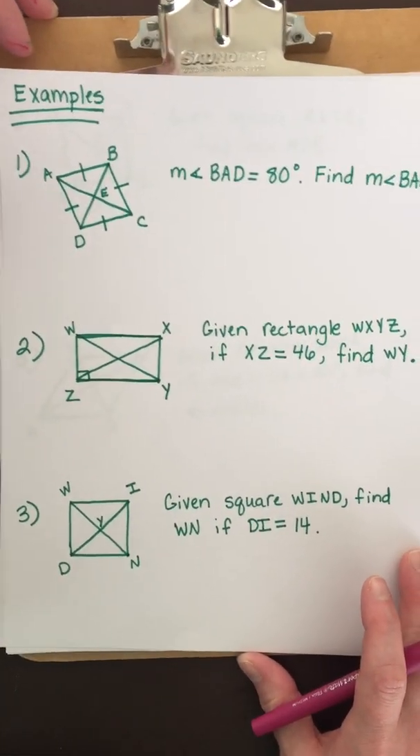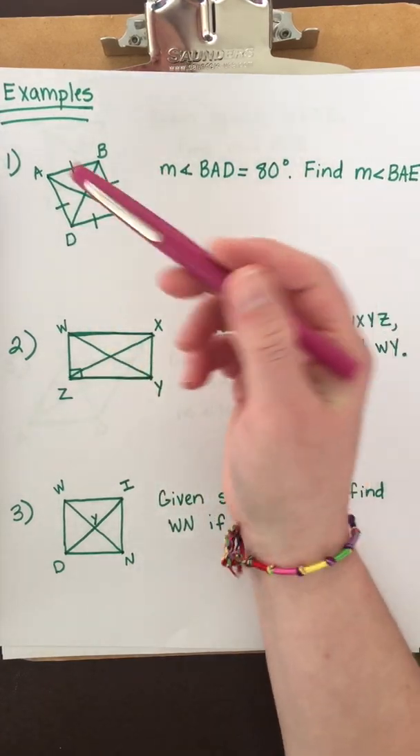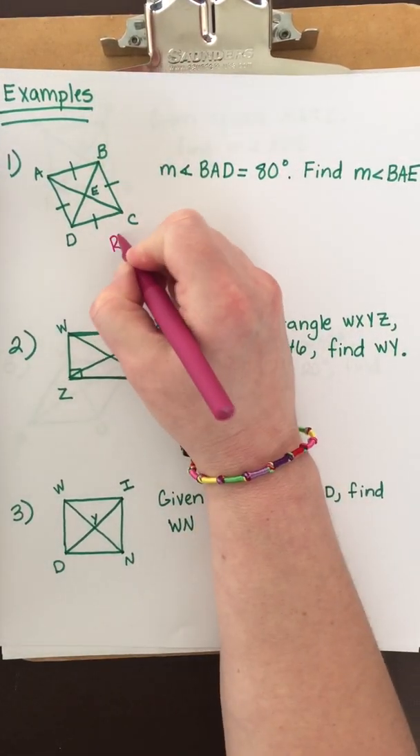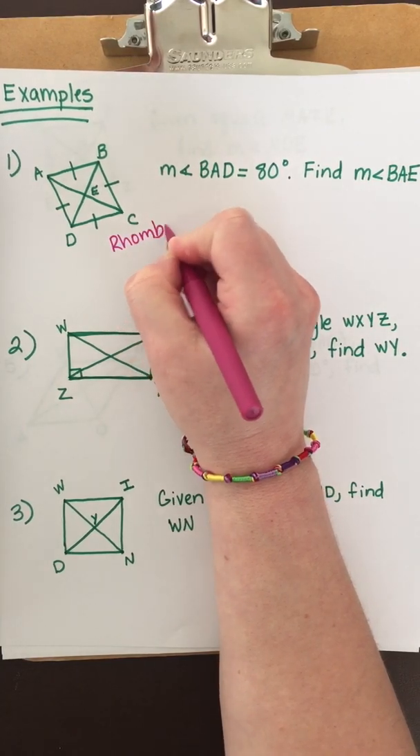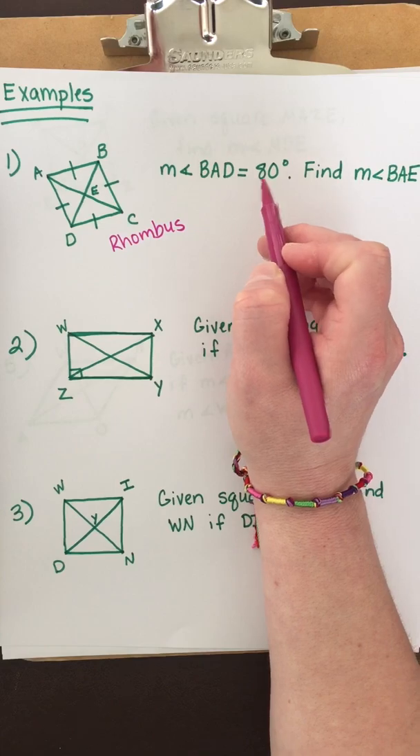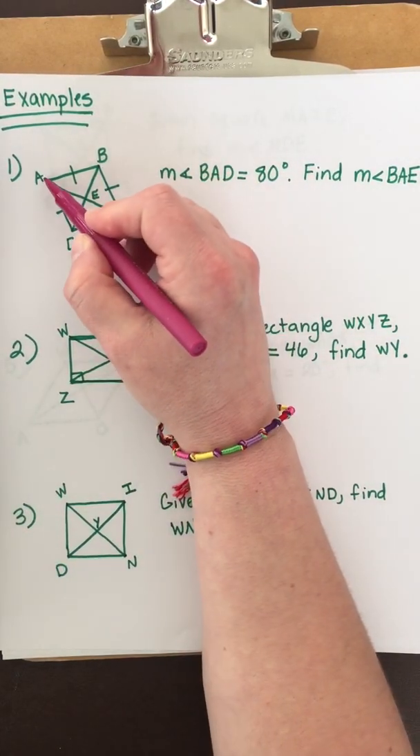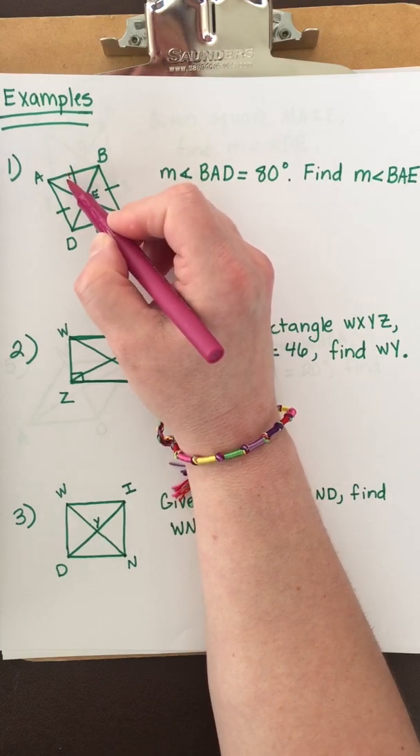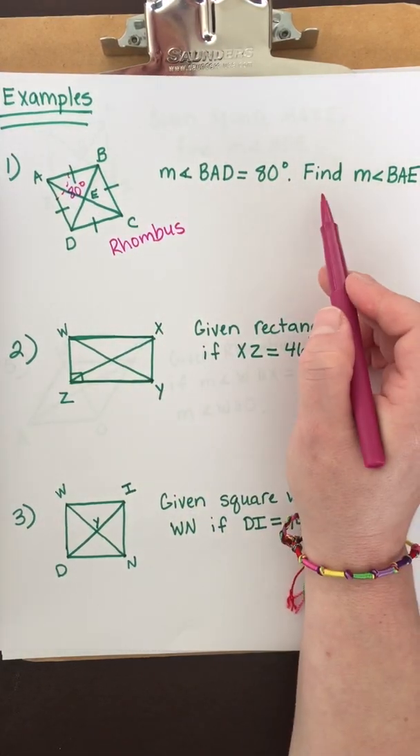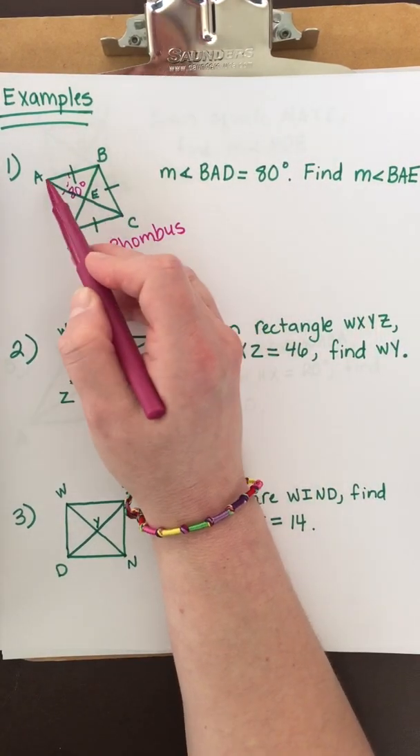All right, let's look at the first one. I see these 4 congruent sides, so I know that this is a rhombus. It tells me that the measure of angle BAD is 80 degrees, so I'm going to draw on that. BAD, that's this whole angle right here, is 80 degrees. And it wants to know the measure of angle BAE.